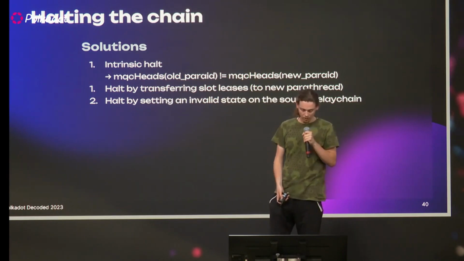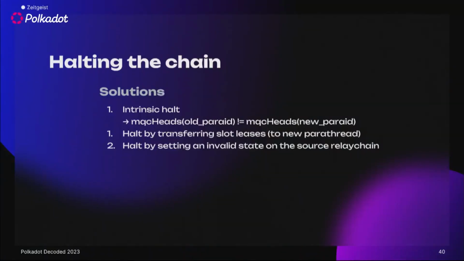Then there's another solution. The second solution is halting by transferring the slot leases. You can register a second parathread, a parachain ID, spawn a shell parachain on that, and then just transfer the slot leases, the privilege to produce blocks, from the parachain you want to migrate to your recovery parachain that you just registered. That way you withdraw the rights from your parachain to produce blocks, and consequently it halts.